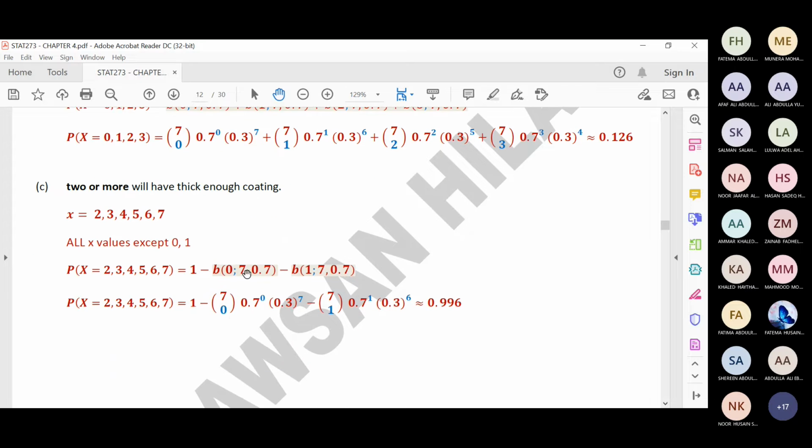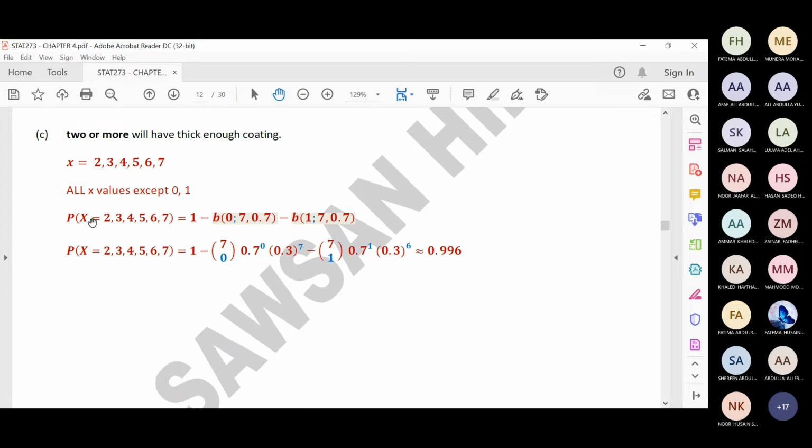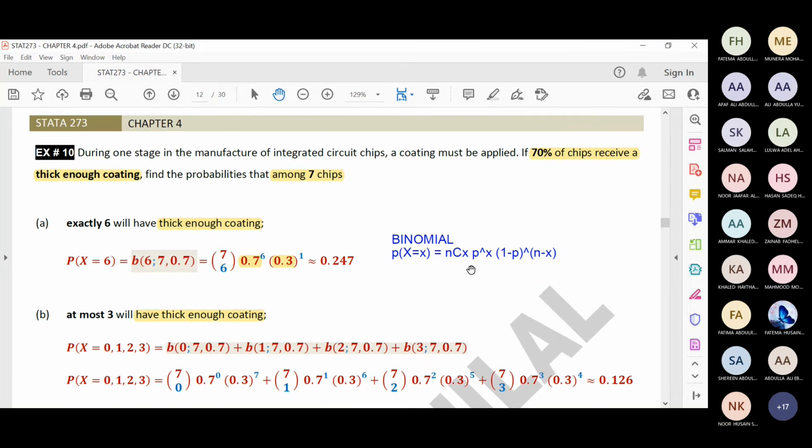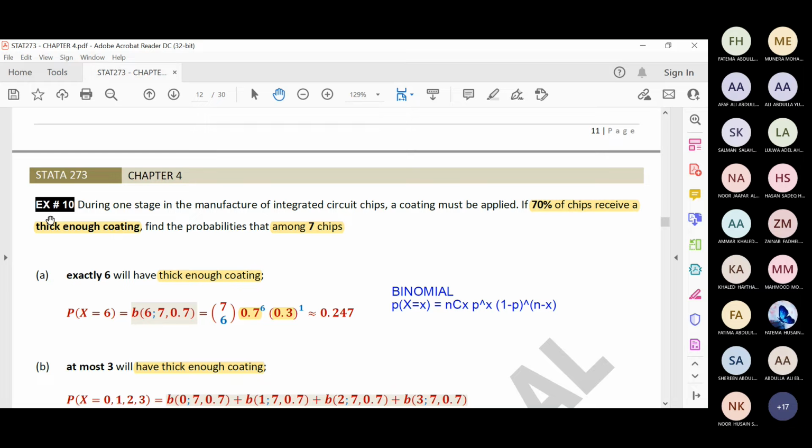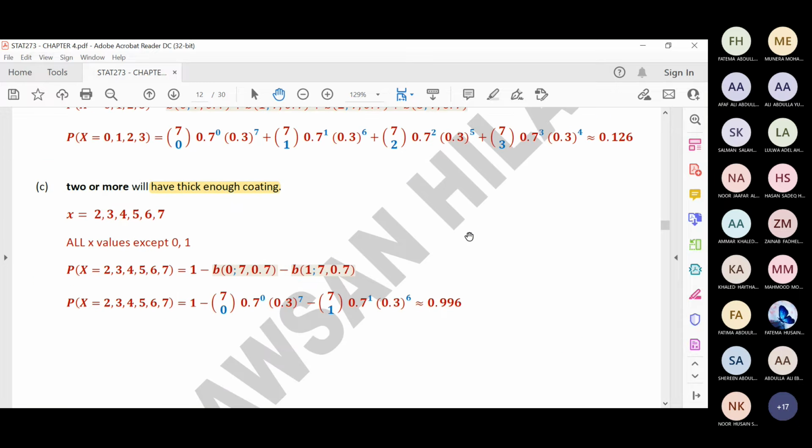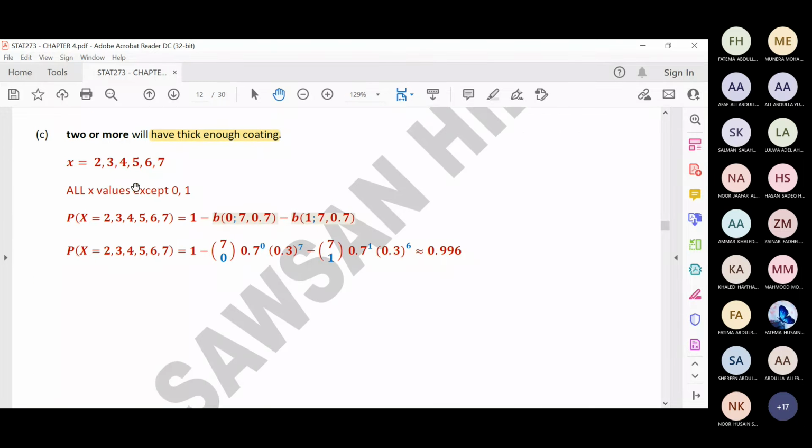Finally, in the same question we have another requirement. What's the probability to get 2 or more? Again, read the statement. Will have thick enough coating. Same statement, receive a thick enough coating, which means n is 7 and p is 0.7, we didn't change them. Now directly go and answer the question. What does it mean, 2 or more? It means x is 2 or 3 or 4 or 5 or 6 or 7.